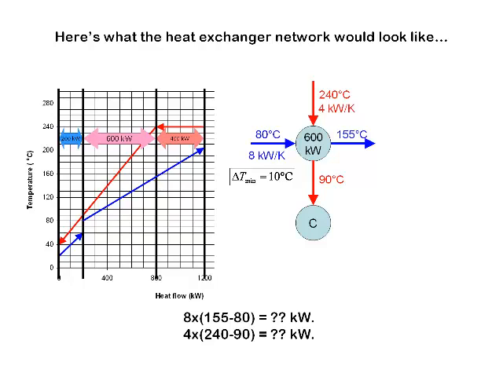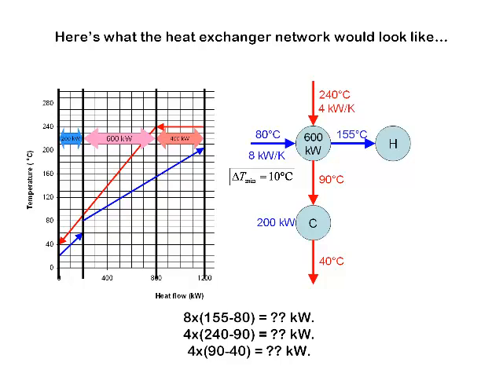Our hot stream then goes through a further heat exchanger where it exchanges heat with cooling water in order to come out at 40 degrees. So here the calculation is flowing heat capacity of 4 times 90 minus 40, which is 50. 4 50s are 200 kilowatts. So 200 kilowatts of heat transfer takes place in that heat exchanger.